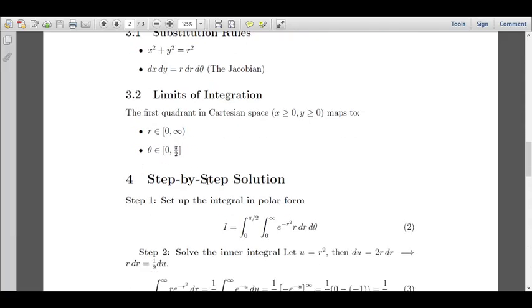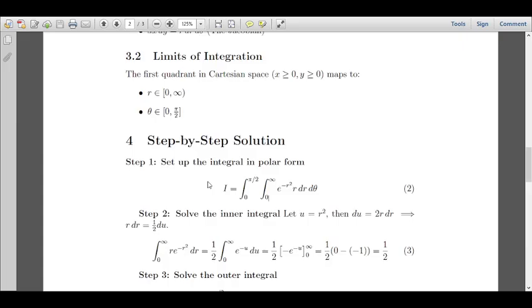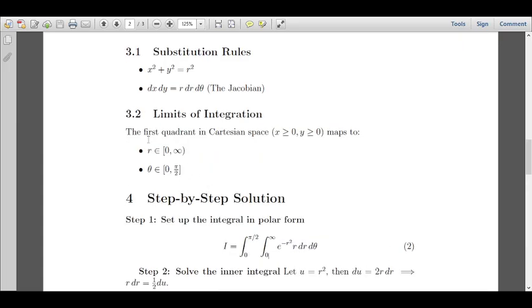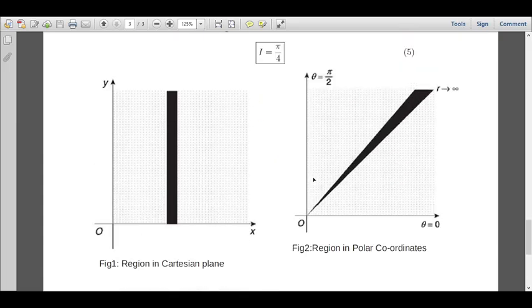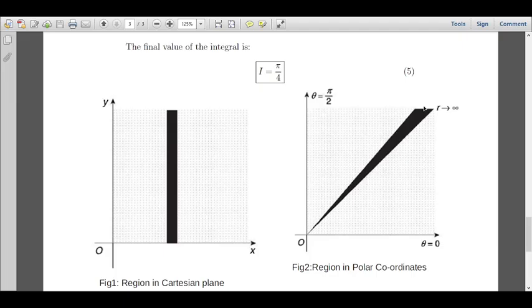Since our region is in the first quadrant, how to find the r limits and theta limits? See this, and this is the region in polar coordinates. Since our region is in the first quadrant, theta varies from 0 to pi by 2.